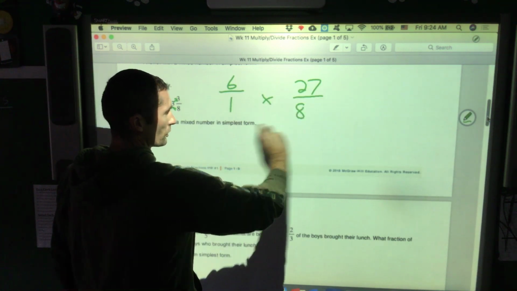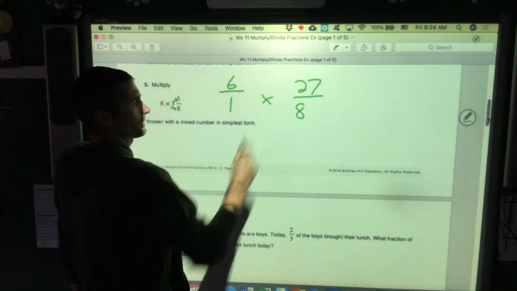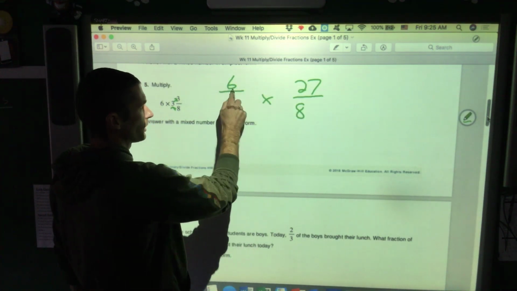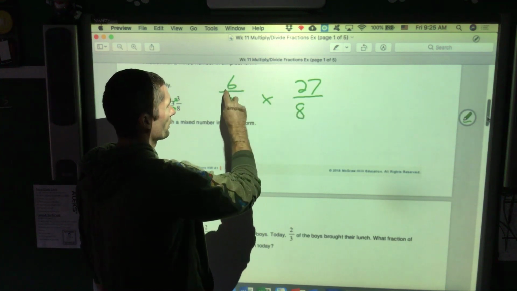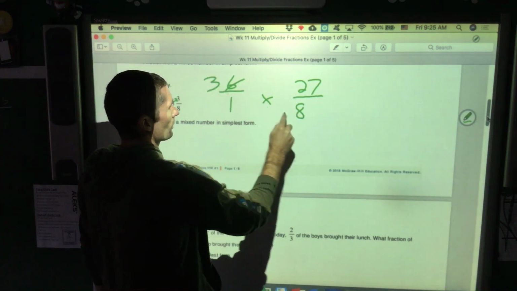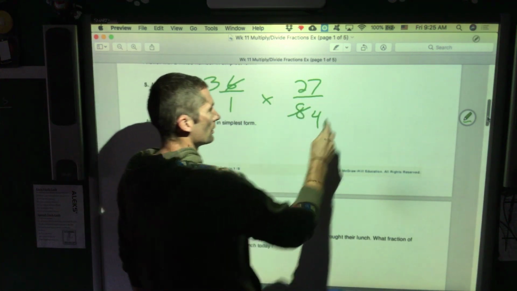I could multiply straight across and then simplify, but I like to simplify first. Keep it small. 6 times 27 is a big number. Let's get it smaller than that. 6 and 8 are both even, so divide both of those by 2. So that leaves you with 3 and 4. Okay, so now I'm doing 3 times 27. A little bit easier.